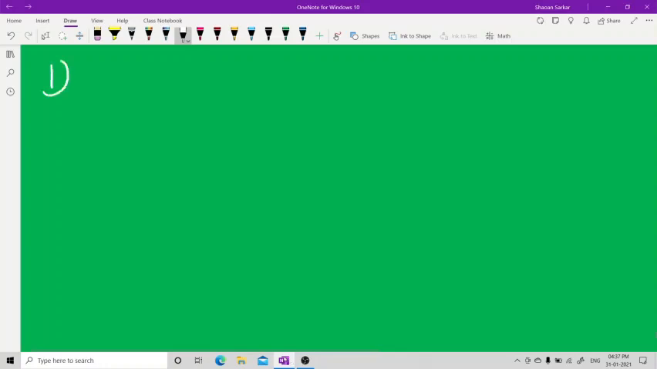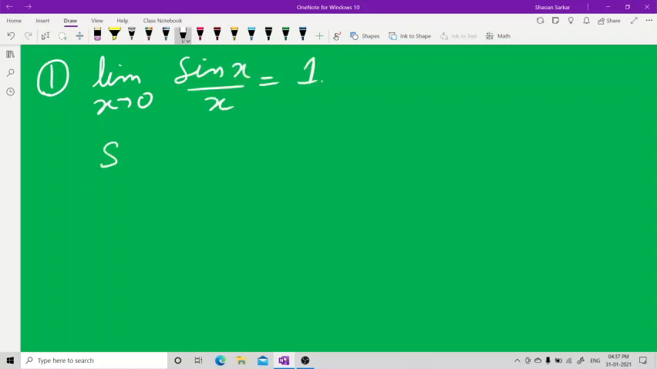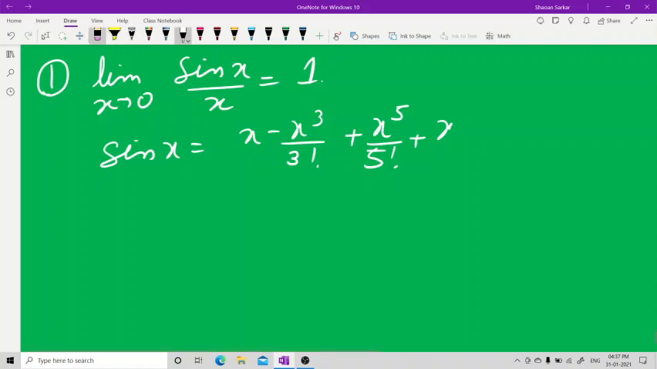First is the limit as x tends to 0 of sin x upon x, which is 1. Why? Because the sin x expansion is x minus x cube by 3 factorial plus x to the power of 5 by 5 factorial, all odd powers, alternately plus and minus, x to the power of 7 by 7 factorial, and so on and so forth.